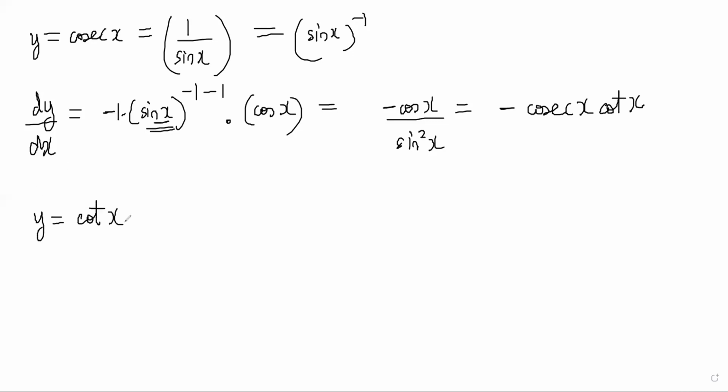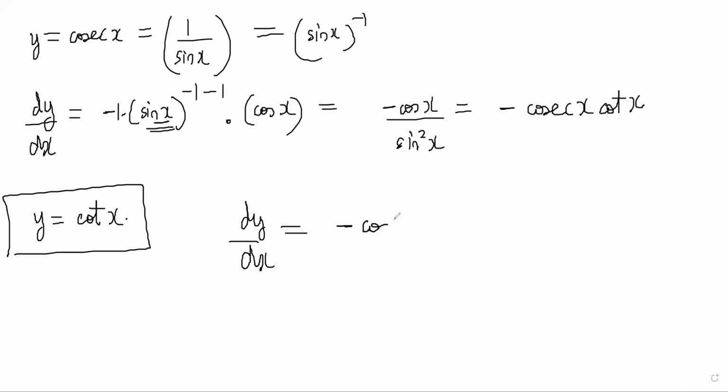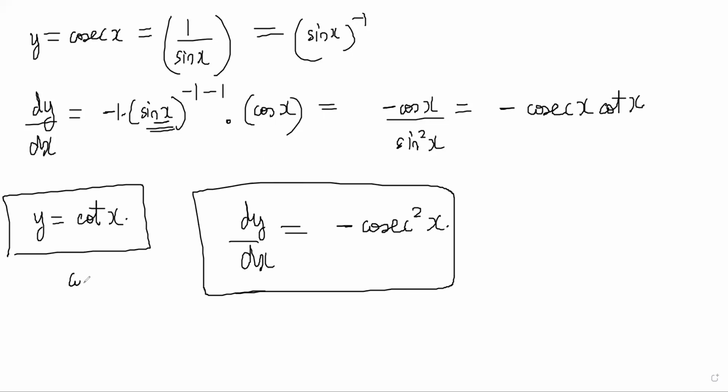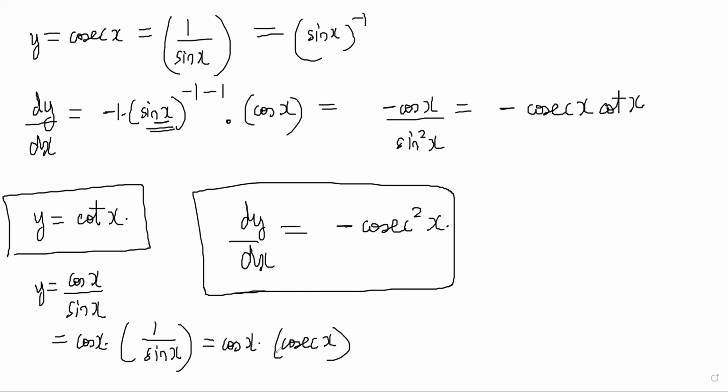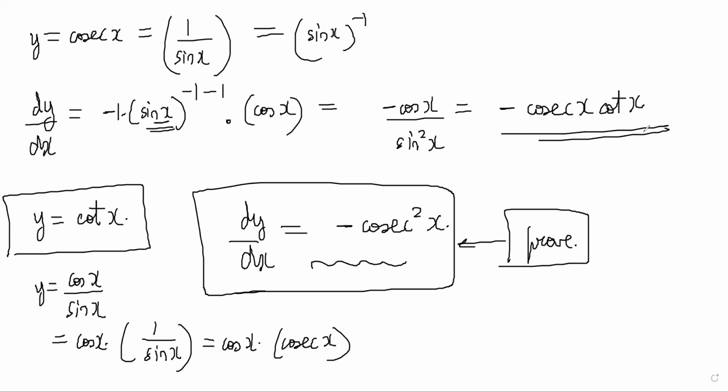And if you do cot x, you should verify for yourself that dy by dx of cot x is minus cosec square x. Verify for yourself, it will come. How will you do it? Do it by the product rule like this. Are you understanding or are you saying yes? I am asking you to prove this. Now I am saying how to do cot x.